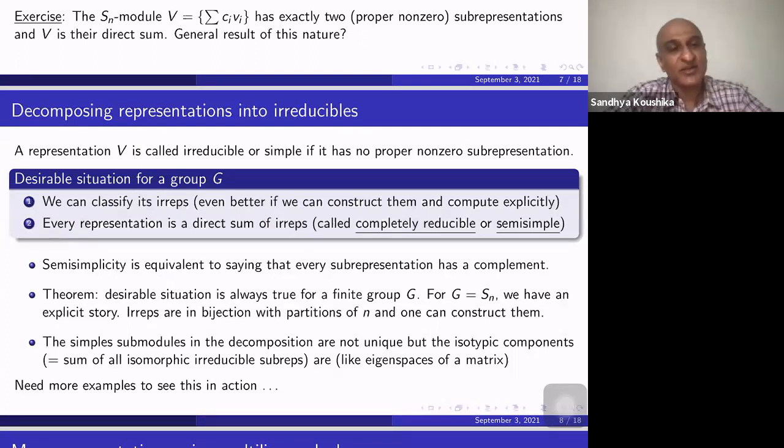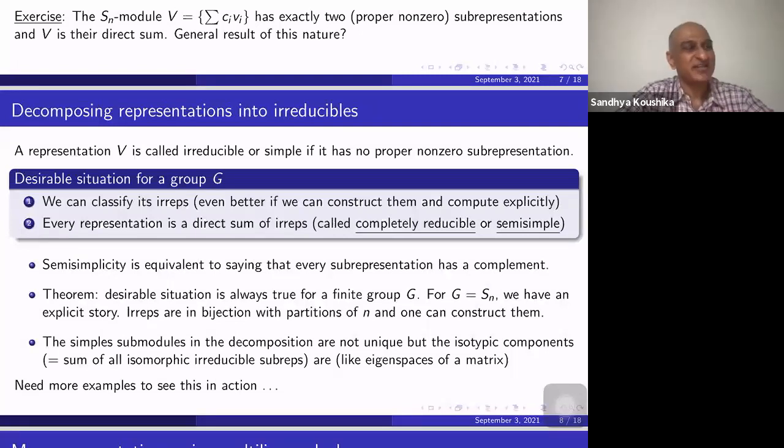Okay. So one thing I would like is to identify what these atoms are for a given group. That is, up to isomorphism, what are its representations that do not have any smaller parts in them. We call them simple modules. So we would like to classify them for any given group G.